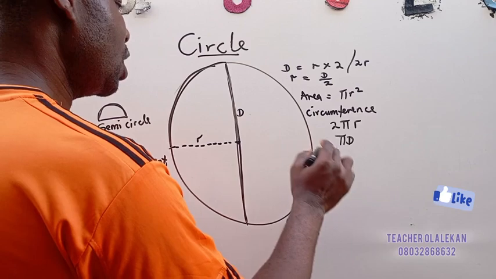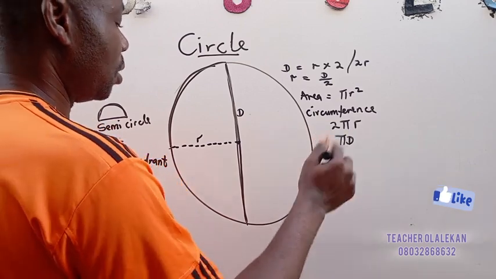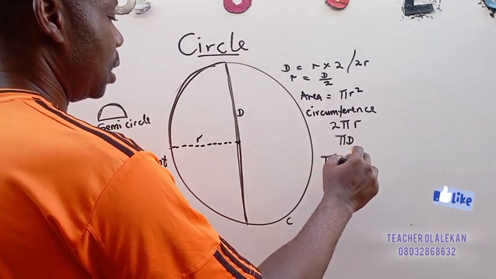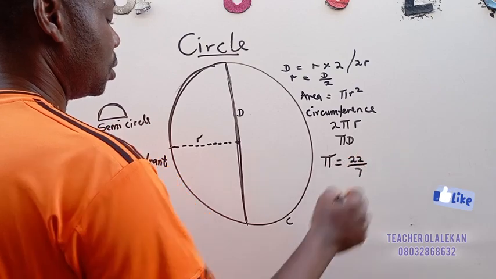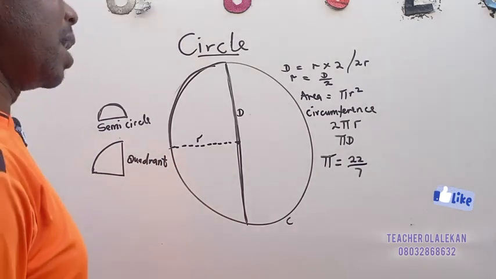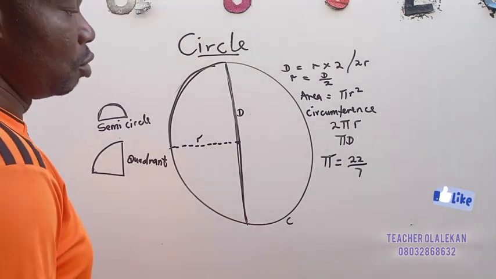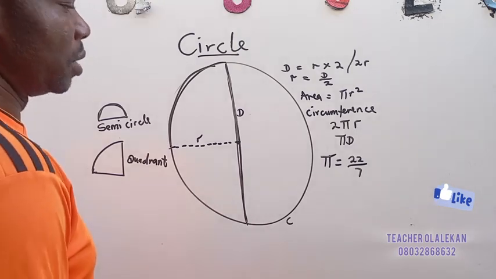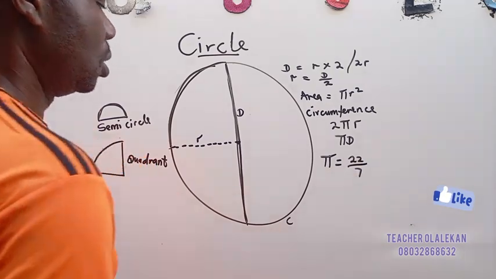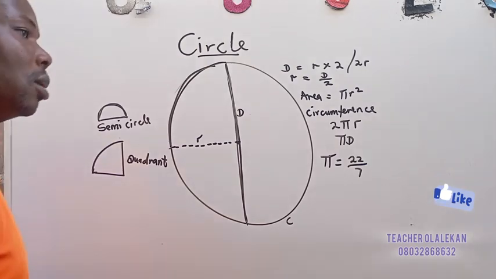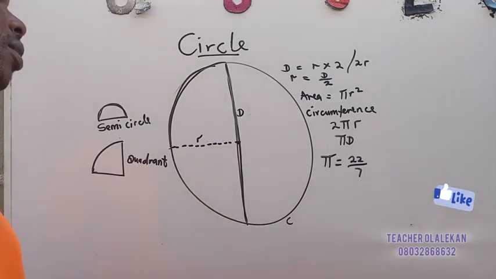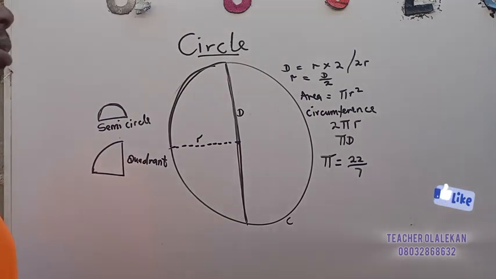So now you also need to know the value of your pi. Pi generally is mostly 22/7. So that is the value of pi, otherwise stated to be something lower or to be taken to be another value, like 3.142, 3.14, or 3.1 in some questions, but generally pi is 22/7. So if not stated, just know that pi is 22/7.